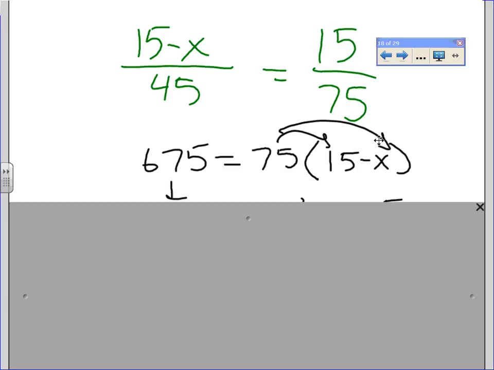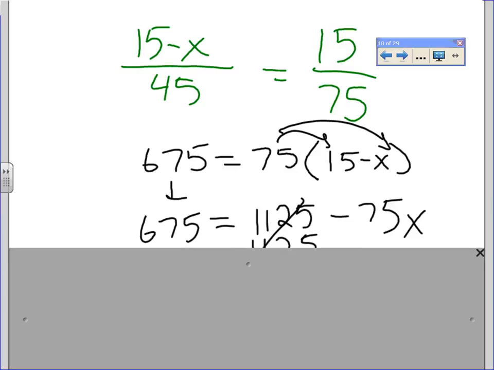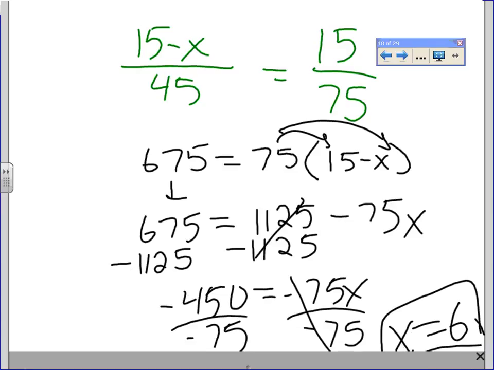The reason I had you guys try this one is please make sure when you have a number times an expression, you put that number and then parentheses, distribute. Here's what the next step looks like. Subtract. You end up with x is 6. I figured I'd keep my work up there just in case.